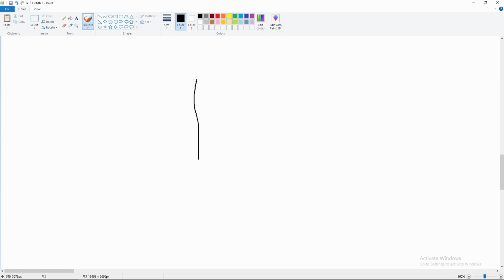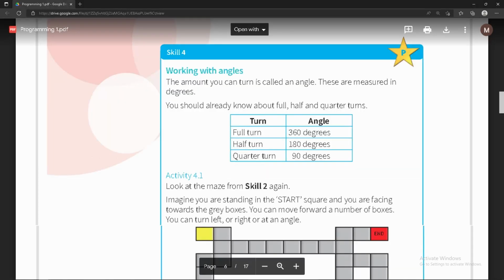So that is a very straight arrow, and if you were to walk in this direction, you would walk in a 0 degree direction. So you turn 0 degrees, which means you don't change your direction at all. And let's say I want to turn to the left. From here to there is 90 degrees. That is called a quarter turn.